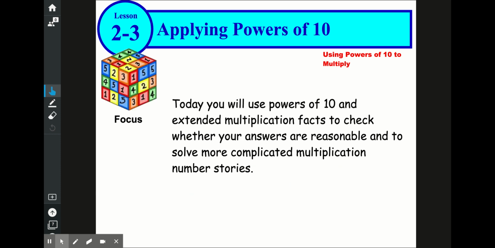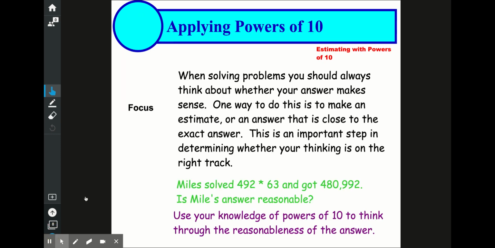So today we're going to use those powers of 10 and extended multiplication facts to check whether your answers are reasonable, meaning they make sense, and to solve more complicated multiplication number stories. When solving those problems, you're always going to think about whether your answer makes sense or is reasonable. One way to do that is to make an estimate. And when we make that estimate, remember, we're getting an answer that is as close to the exact answer as possible. This is an important step in determining whether your thinking is on the right track.